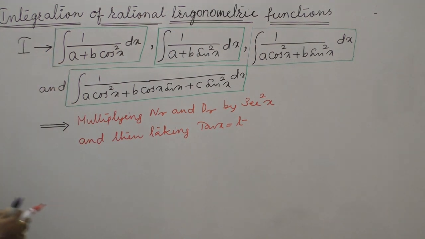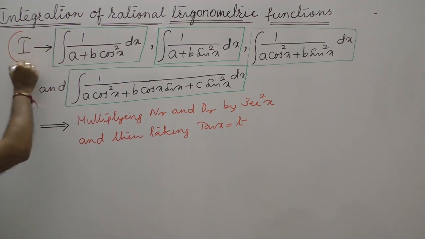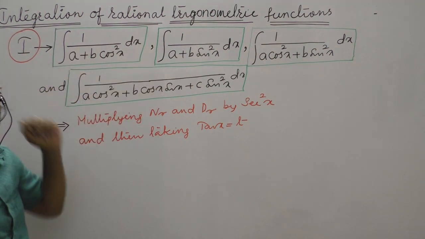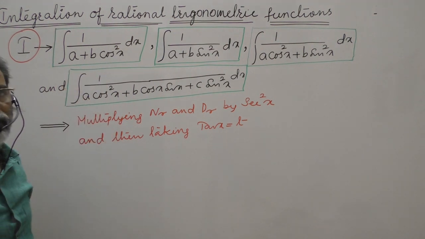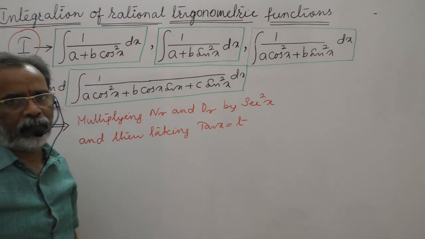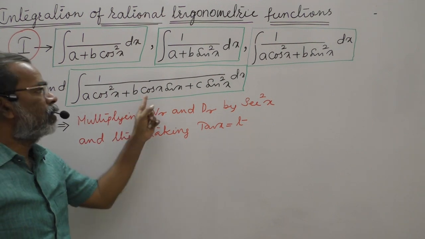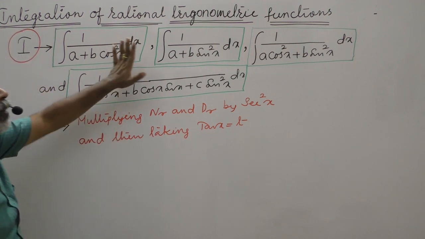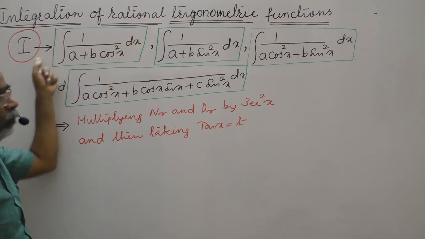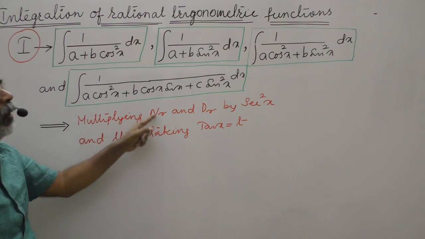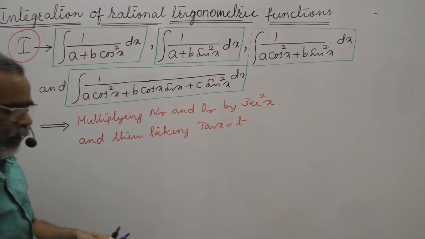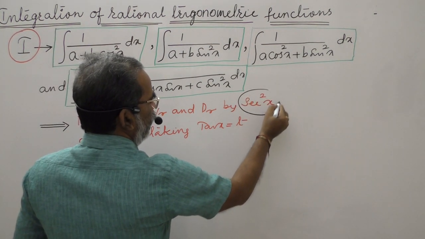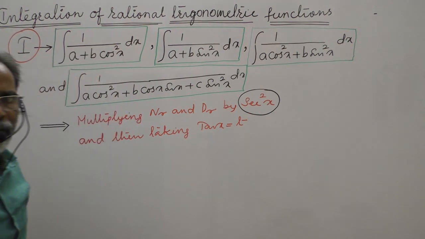This is type 1 in integration of rational trigonometric functions. These are the 4 in the first type. All the 4 are in terms of cos square and sin square, or 1 cos and 1 sin. Totally there should be 2 trigonometric ratios. For this type 1, what is the procedure? Multiplying numerator and denominator by secant square x.